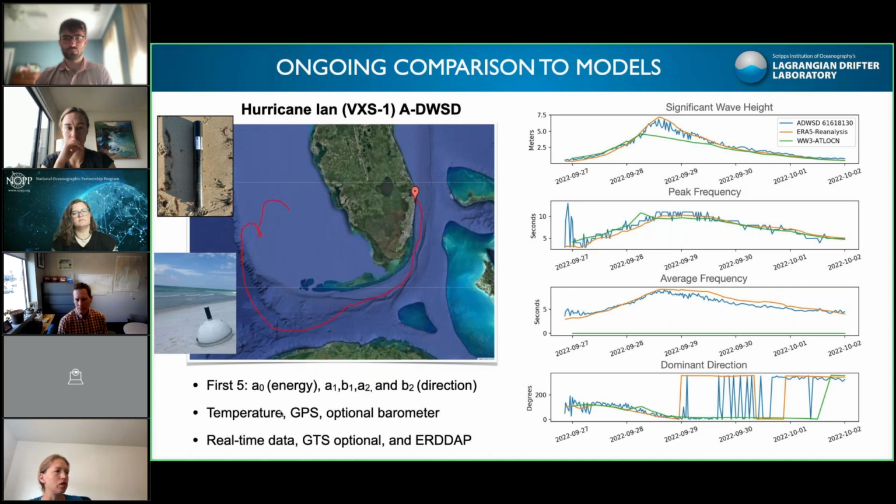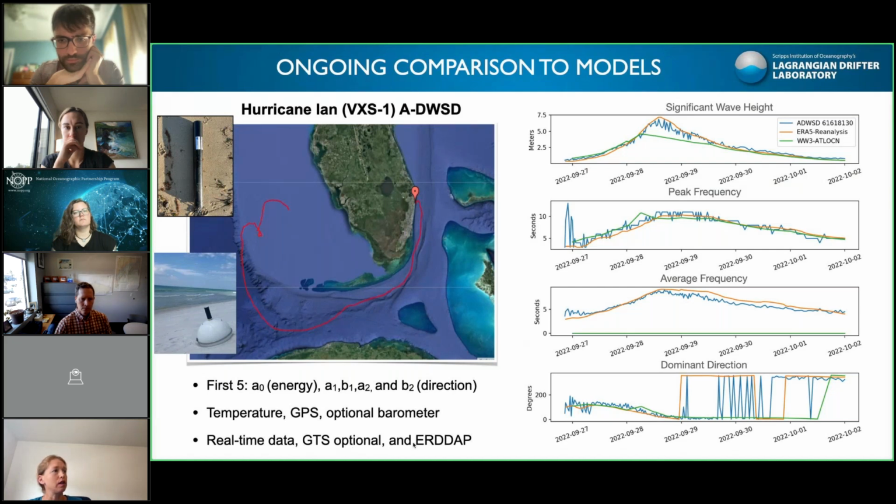So the drifters measure directional wave spectra using GPS technology. I don't think Jim and Jake and Isabel mentioned this, but it basically delivers the first five coefficients, the energy and the directional moments, and that's similar across all the drifter types, the microSWIFTs and the spotter buoys. Our drifters have temperature, which I believe a few of the other drifter types do. We have an optional barometer, and this data is available in real time. We can optionally put it up to GTS, which we like to do for weather forecasting, and we also deliver it on our ERDDAP server.